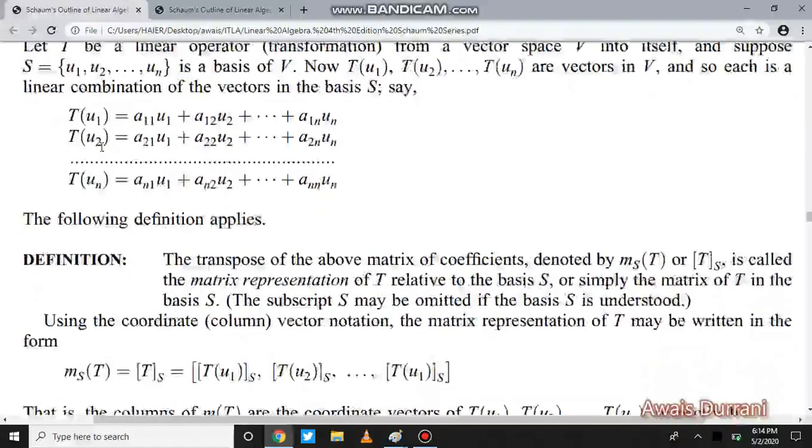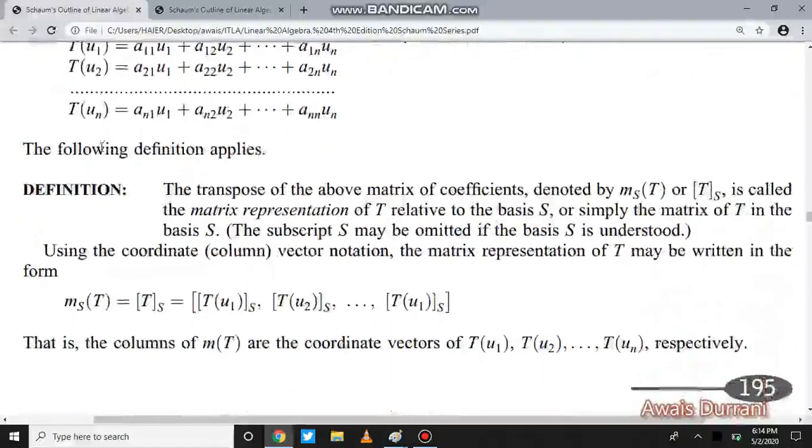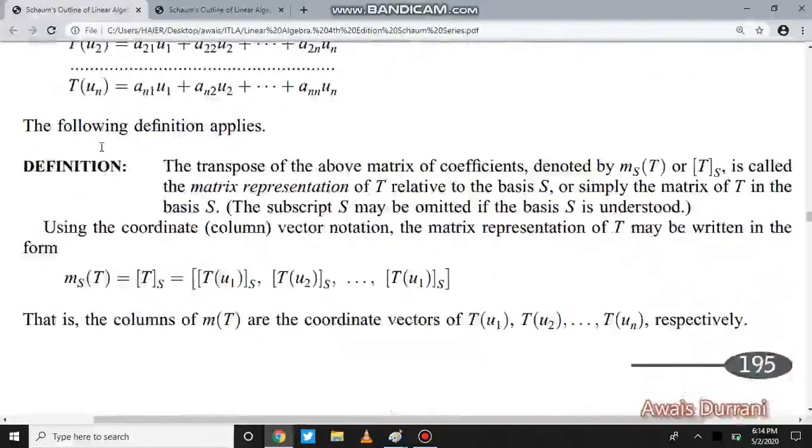Now we can easily convert this into the form of matrices according to this definition. This definition says that the transpose of the above matrix of coefficients, denoted by this, is called the matrix representation of T. For now, to understand easily, skip this line, the values written in between these two commas, so that you can easily understand the definition. The transpose of the above matrix of coefficients is called the matrix representation of T.